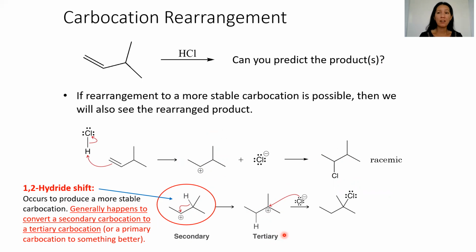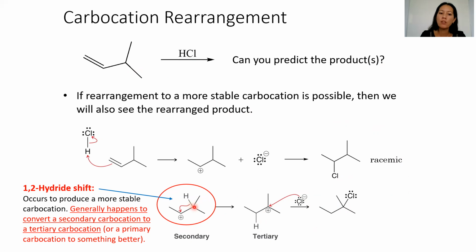Basically, would you ever go secondary to secondary? No, you don't need to do that. It's mainly going to happen when you can convert a secondary carbocation to a tertiary. If you're in a situation where you do have a primary carbocation, you would also prefer to make a secondary. It's hard to form primary carbocations in the first place, so that's not the most common example, but mainly you're going to find this with secondary going to tertiary, and then the chloride can come in and generate this newly arranged product. So at the end of the day, if you ran this reaction, you would get both of these.